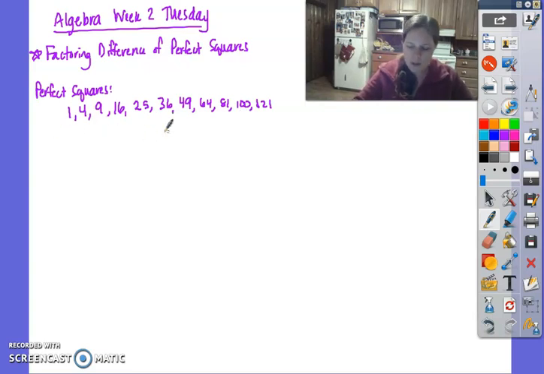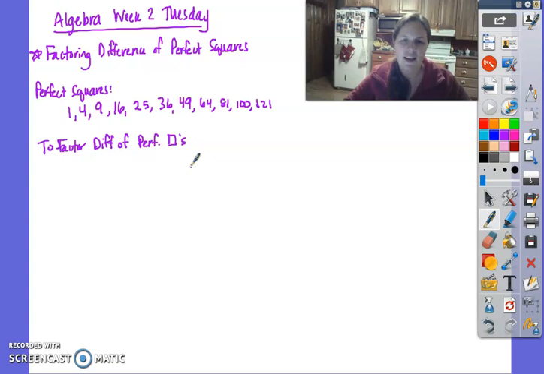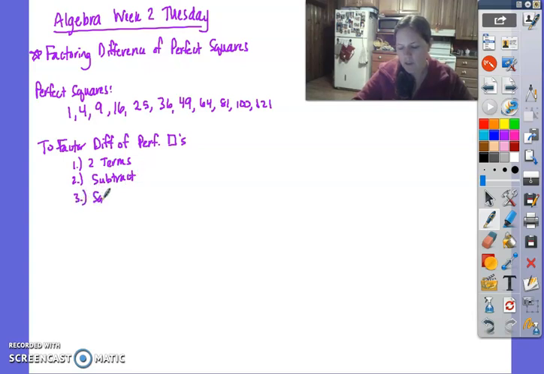So in order to factor difference of perfect squares, you need two terms. You need them to be attached by subtraction, and they have to be square rootable.